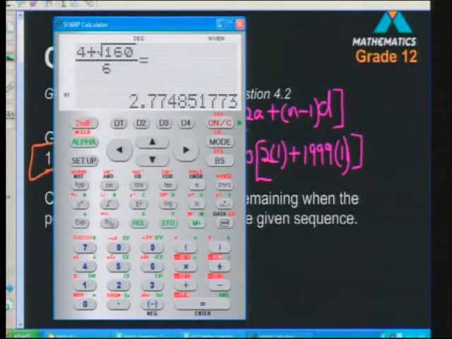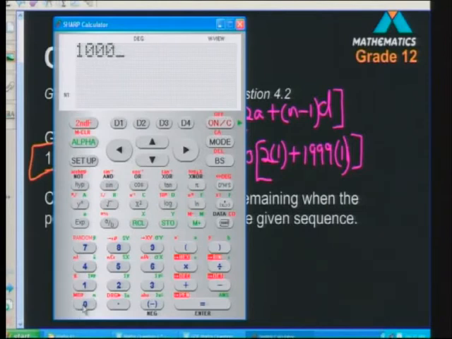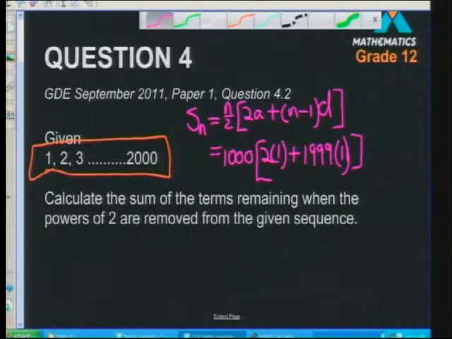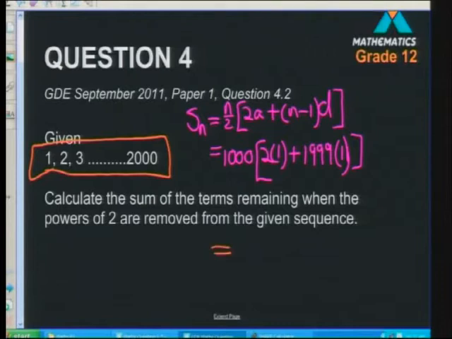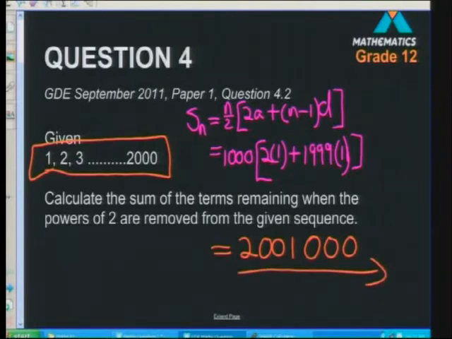Okay, so let me just clear my calculator, and that's 1,000 bracket 2 plus 1,999. I could probably have done this in my head, eh? But it is Saturday morning, so we'll forgive ourselves. Okay. So it's 2,001,000. Okay, have I got it right? Yeah. 2,001,000, yes. Okay, and I expected it to be quite big because there's 2,000 terms, so that's all good.